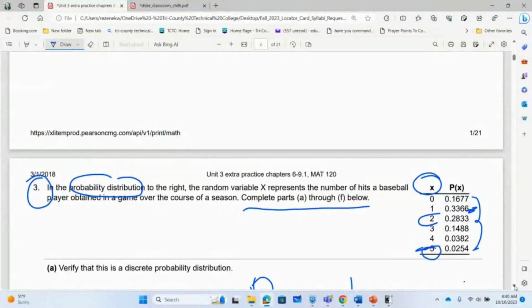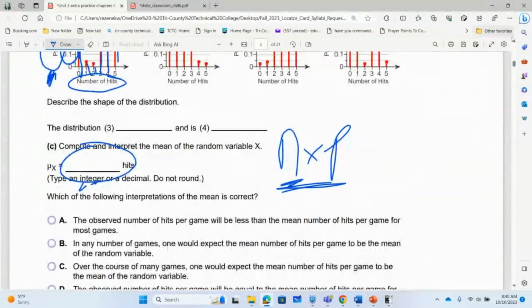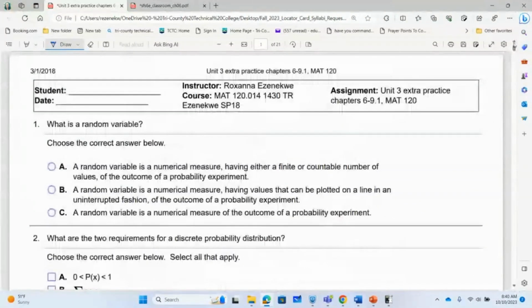I don't think we looked at number 1. Okay, what is a random variable? That could be questioned like that. A random variable, this is not right. A random variable is a numerical measure having either finite or countable number values of outcome in a probability experiment. So first of all, you have to read that again and then choose an answer.